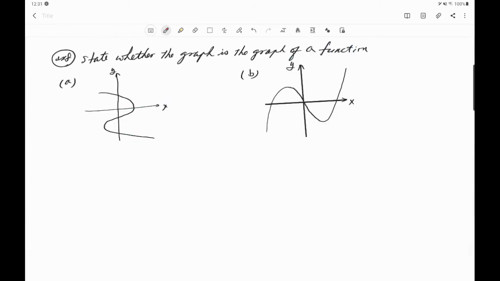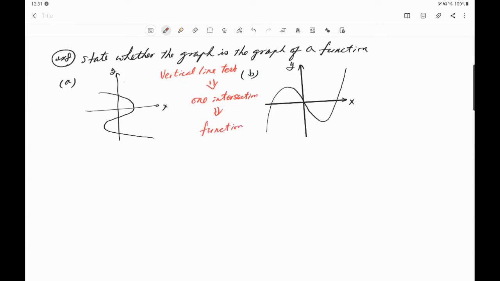Okay, state whether the graph is the graph of a function. If you want to know whether a graph is a function, always draw a vertical line. We call it the vertical line test. This means if the vertical line has only one intersection, then that is the graph of a function. So one intersection, then the graph is a function.